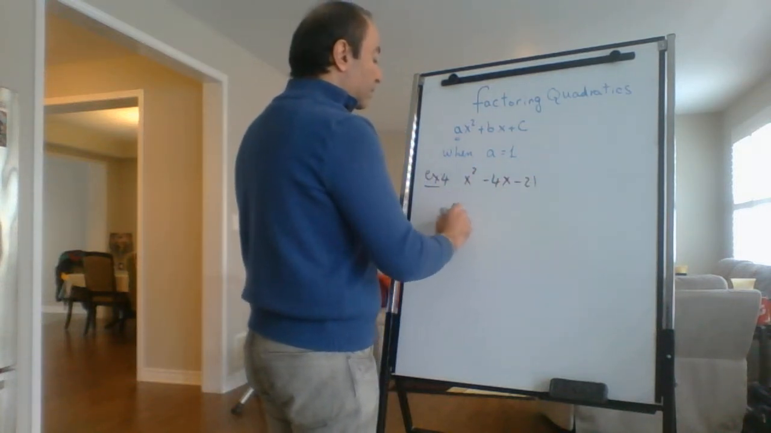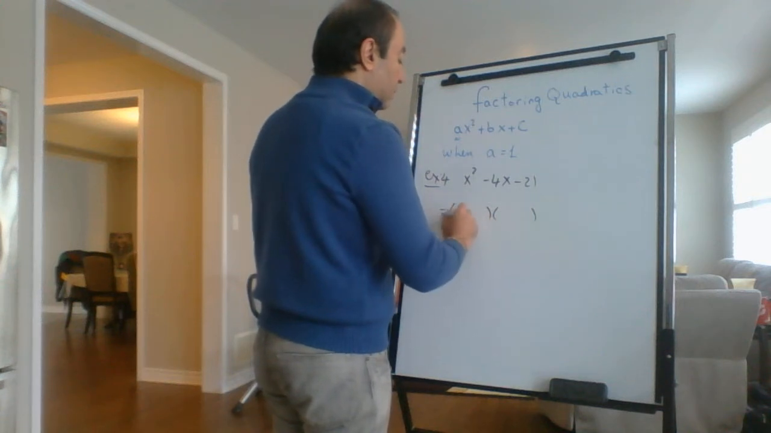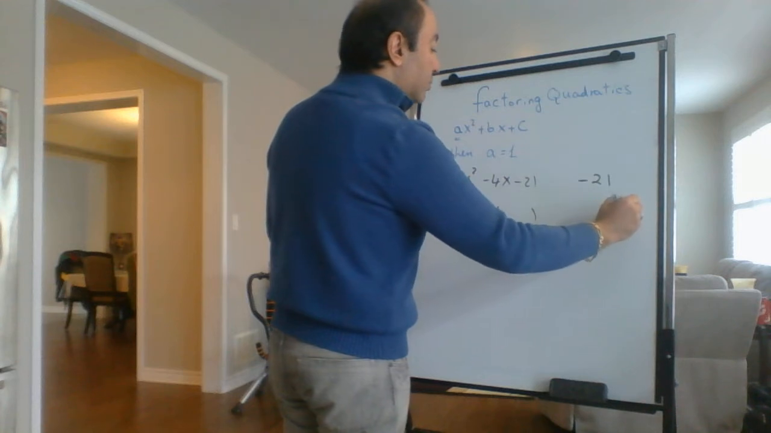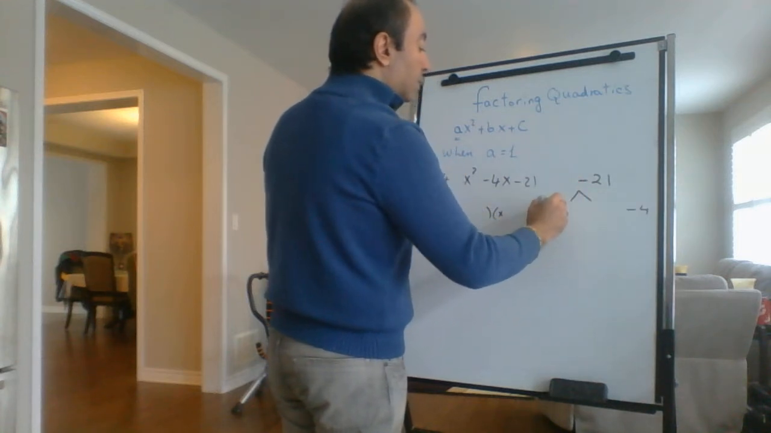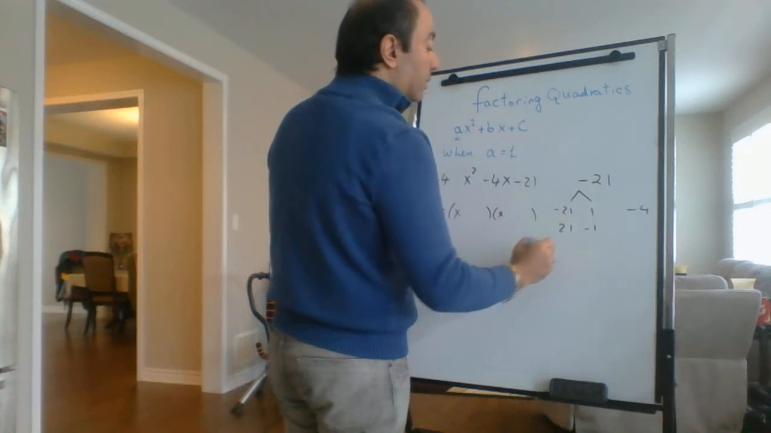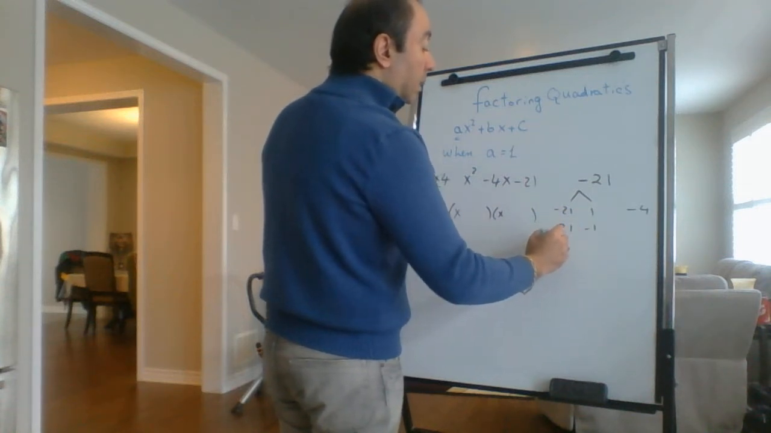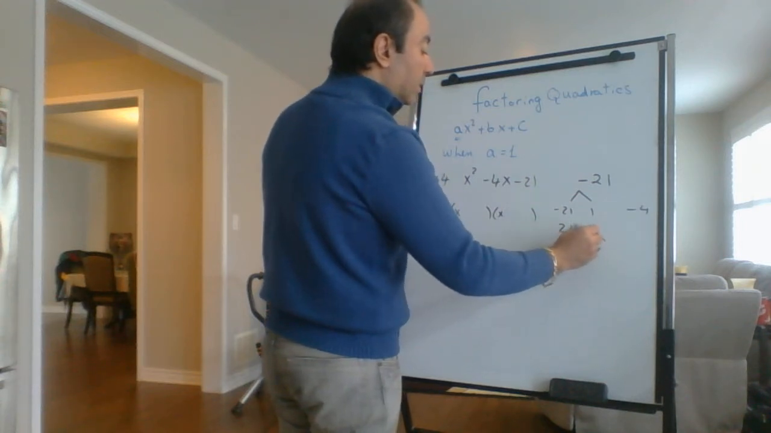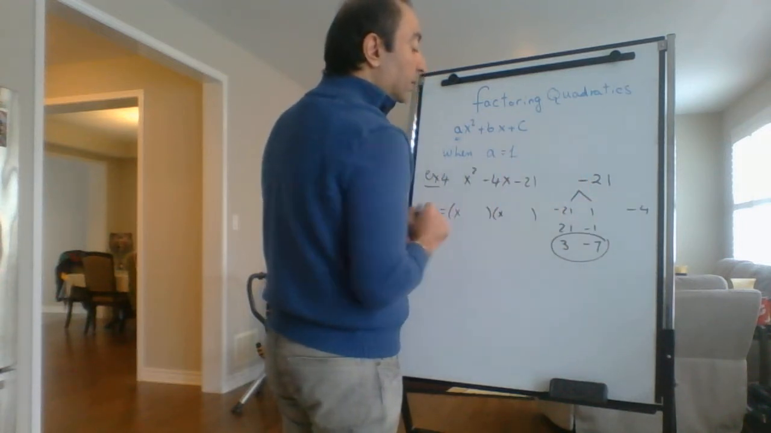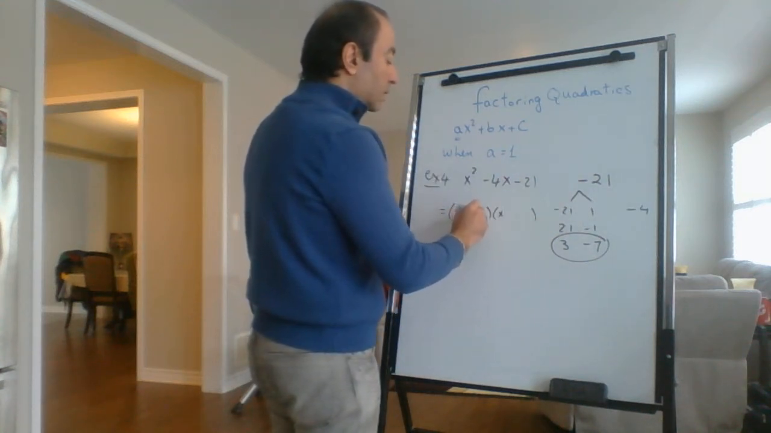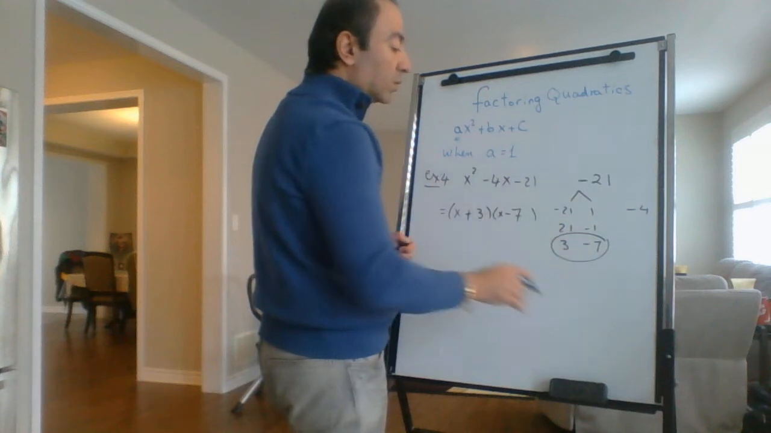Now a is 1, so x and x. We need to think of two numbers multiplied to negative 21 and add to negative 4. So negative 21 and positive 1, no. 21 and negative 1, no. Positive 3 and negative 7. When we look at this, they multiply to negative 21 and they add to negative 4. So this is what we need. We don't need to continue.